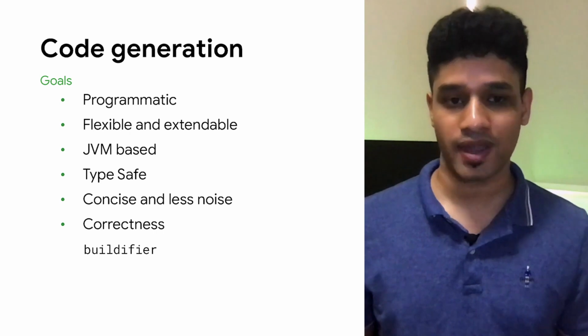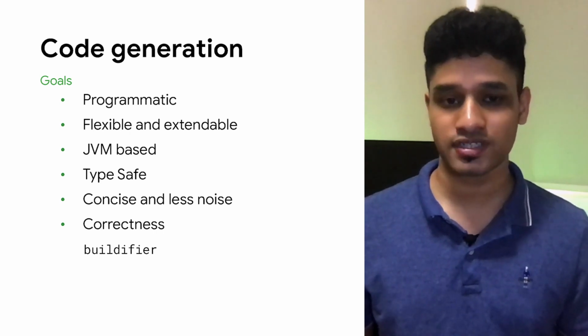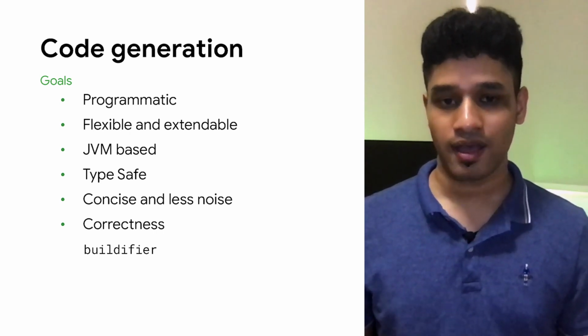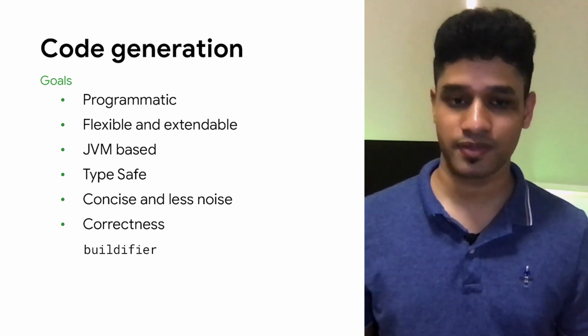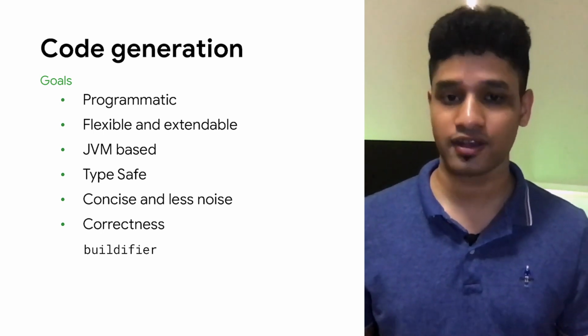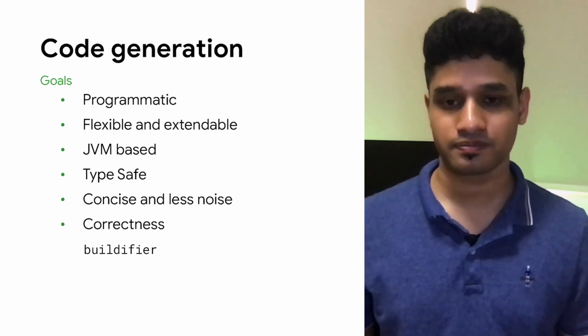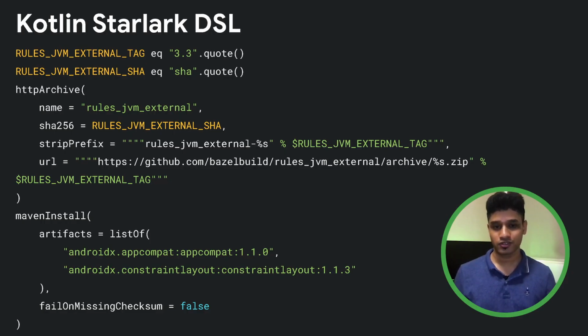For correctness and formatting, we could use existing tools such as Buildifier, and Grazel already uses Buildifier for ensuring the generated build scripts are correct and then also formats them. To achieve these goals, we chose to utilize Kotlin, a modern programming language from JetBrains, for creating a type-safe Starlark DSL. It allows us to write valid Starlark code naturally from Kotlin.